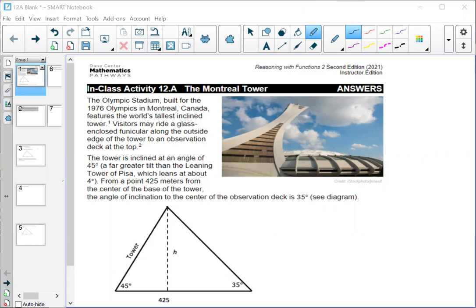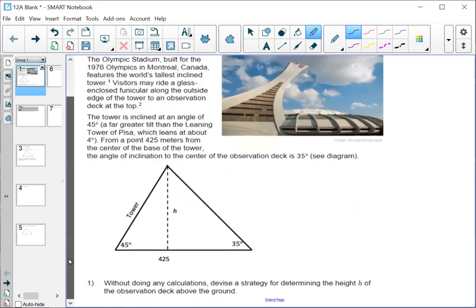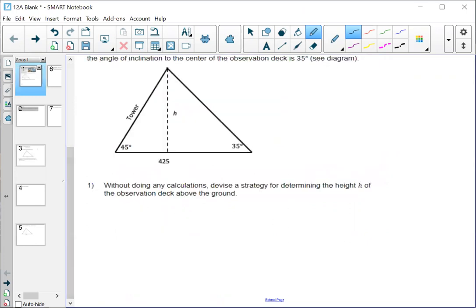From a point 425 meters from the center of the base of the tower, the angle of inclination to the center of the observation deck is 35 degrees. See the diagram. And I'm just going to scroll here, and we are going to extend the page. There's the diagram, part 1. Without doing any calculations, devise a strategy for determining the height h of the observation deck above the ground.